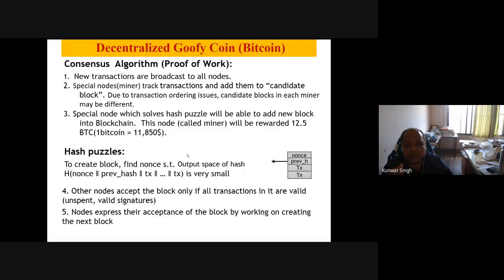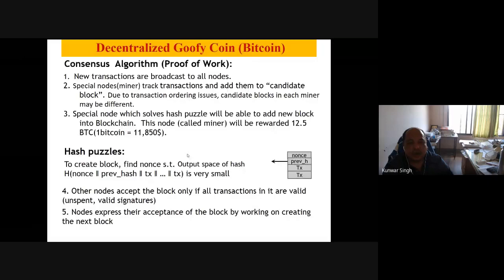I have sent my transaction. All the transactions will be in the transaction pool. You have sent your transactions, and people have sent their transactions, so there will be a transaction pool where all the transactions are kept. Now, the node who wants to solve this puzzle and add a block into the blockchain will take some transactions from the transaction pool.